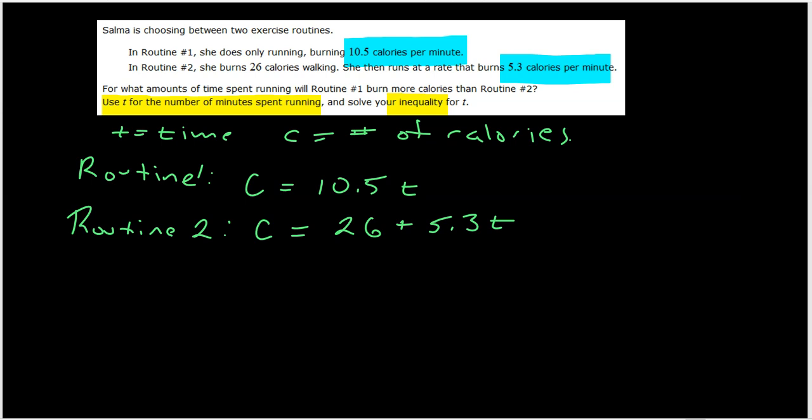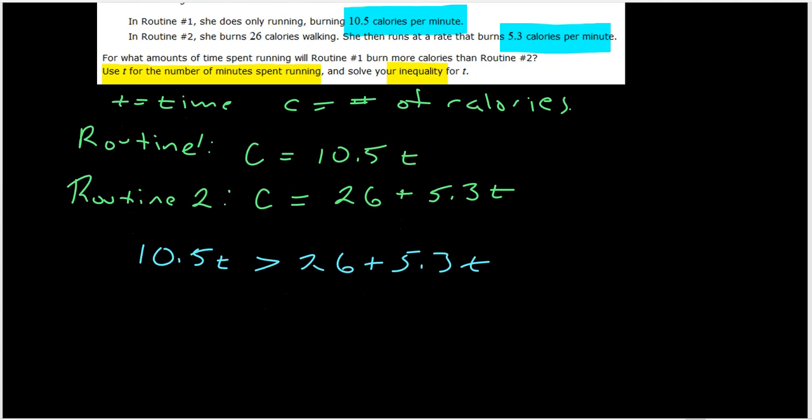So we've got two equations here, one for each routine, and both of them describe how many calories are being burned. Now, when will routine 1 burn more calories than routine 2? We want the first one to be greater than the second. So my inequality is that the first routine has to be greater than the second routine. Let's solve that inequality.